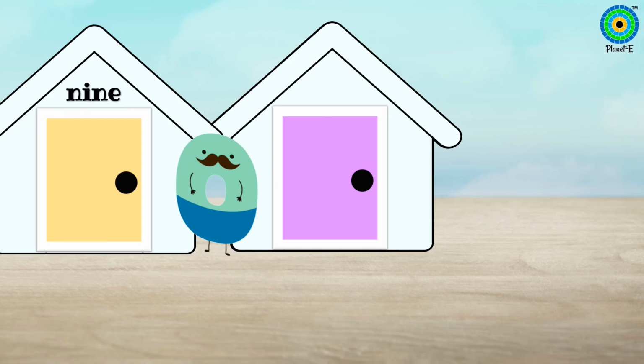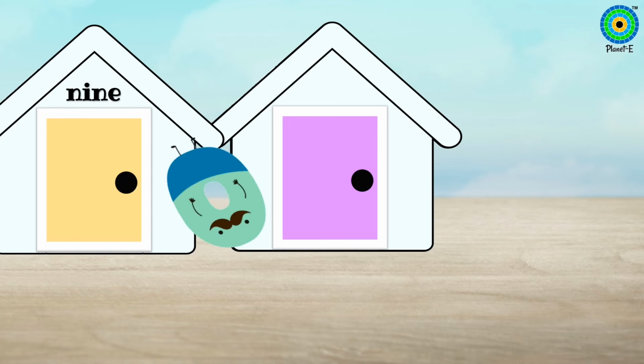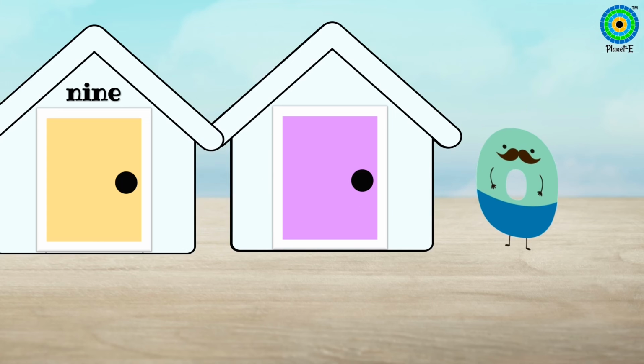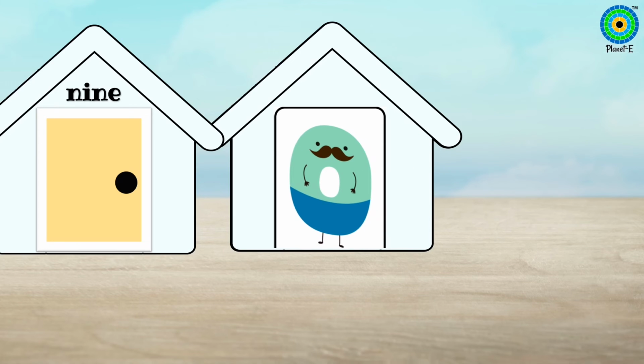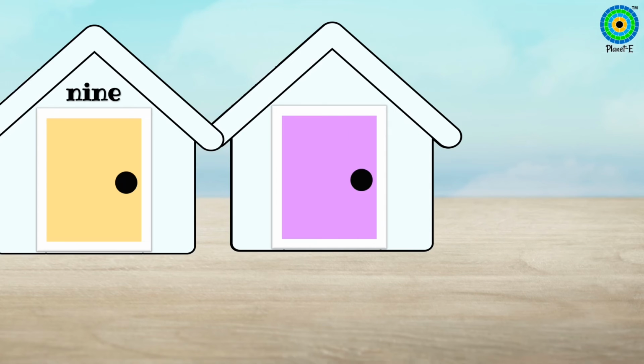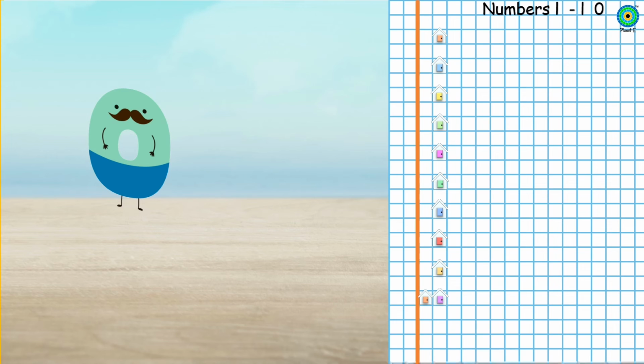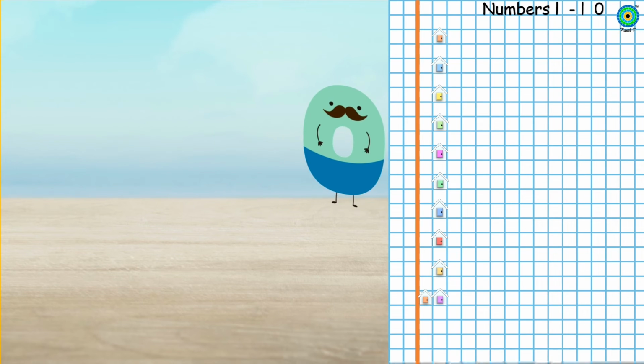Oh. I found it. This is that house which will be my home. Hooray! This is my place. Look how we write numbers in our math notebooks. There is a margin line, after which we leave one box and then start writing.